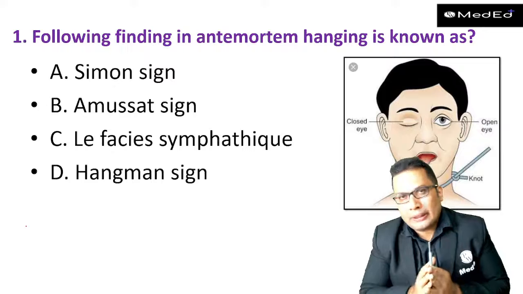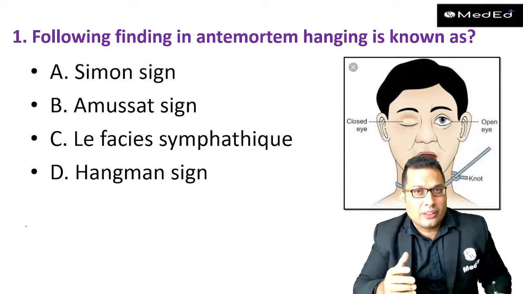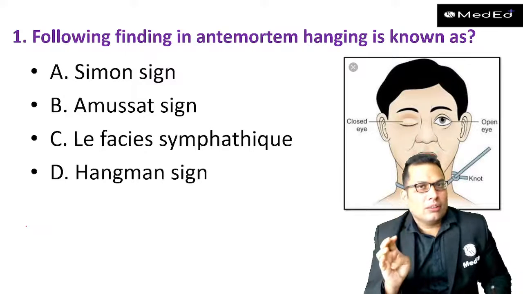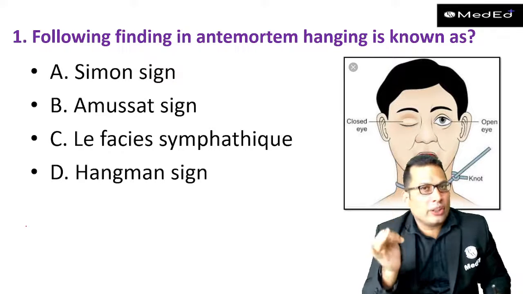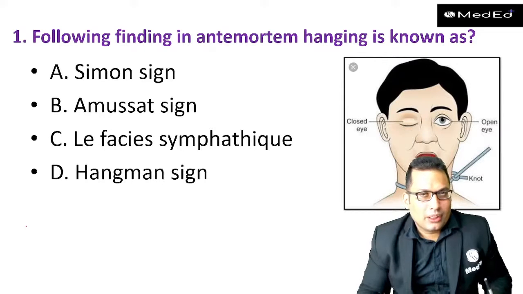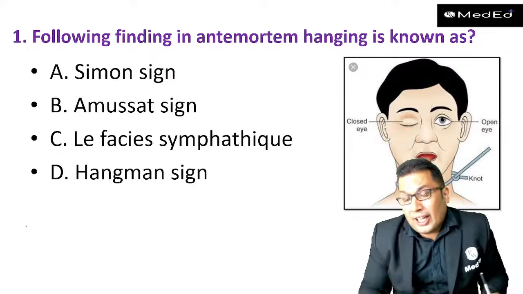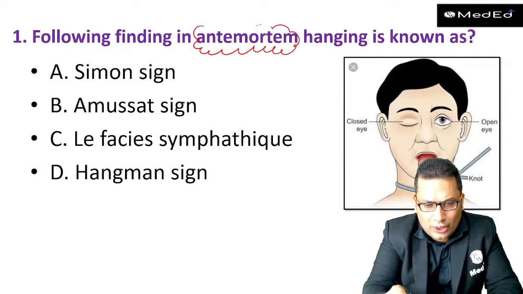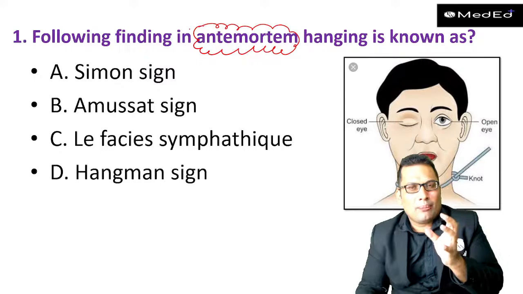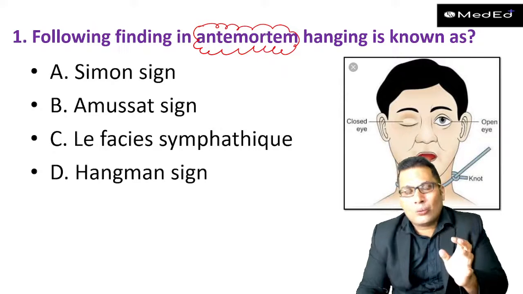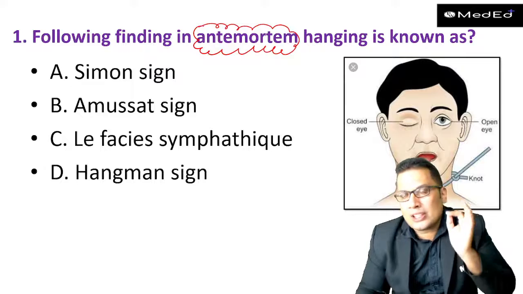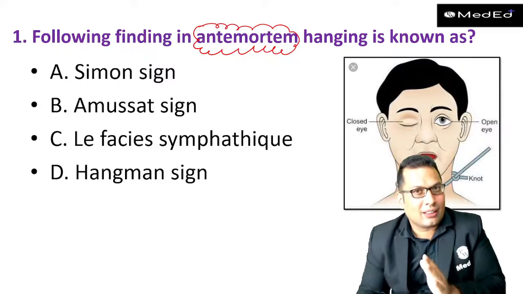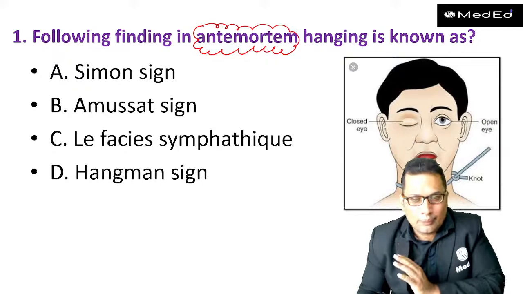Hanging is a very important topic that comes under asphyxial death. There are 4 important topics in your exam: hanging, strangulation, suffocation and drowning. The following is the finding in ante-mortem hanging. What do you mean by ante-mortem? Ante-mortem means the person was alive. The victim was alive at the time of incident or at the time of hanging.